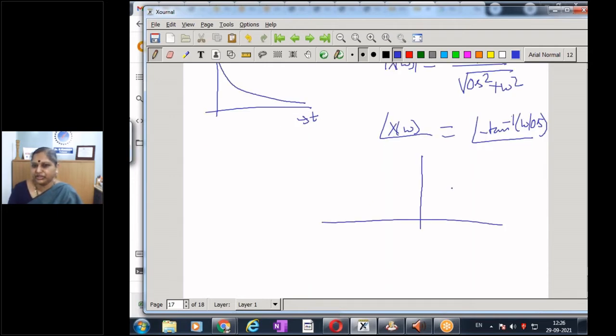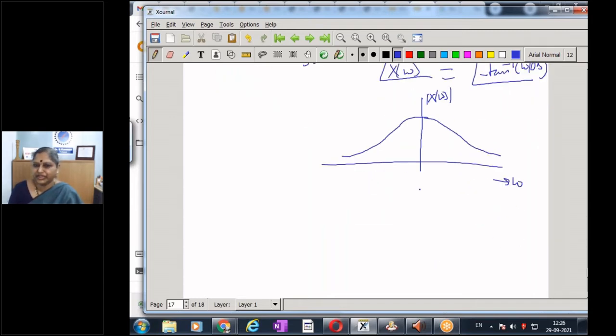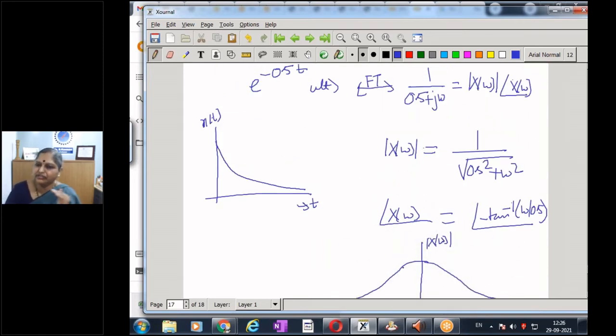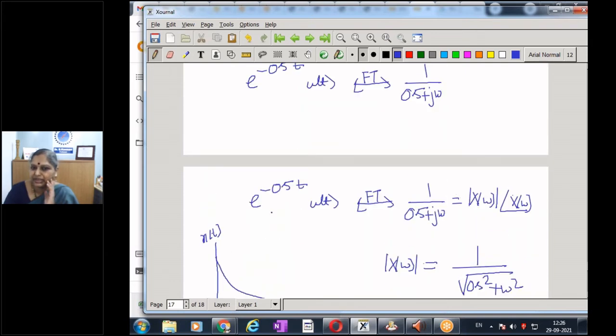And then when I try to plot this mod x of omega, we know that it is going to be like this. It increases. And if I try to plot the phase response, angle x of omega, this is what I get. And we will try plotting it in Python, the signal also. So we'll take the signal in time domain and we'll also plot the signal in the frequency domain. So this is another example, e power minus at ut, and a is 0.5.